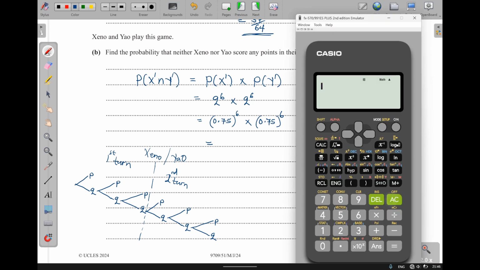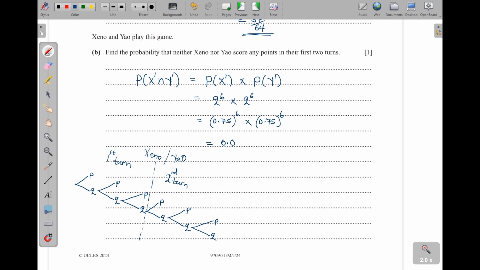So what do we get? We can have 3 over 4, then power 12. So this one will give us 0.0316 and the rest of those figures, but to three significant figures, that will be 0.0317. 0.0317. The three significant figures.